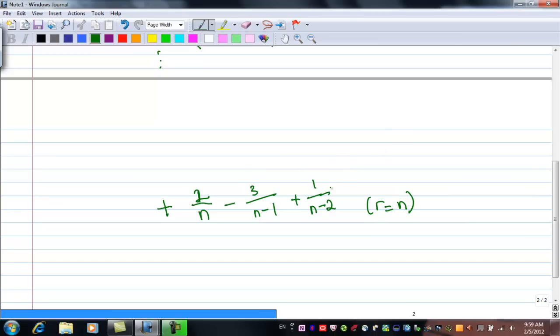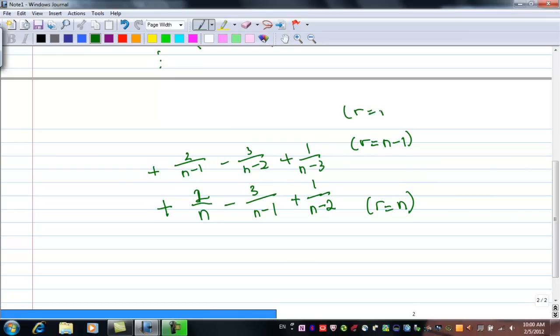And the row before that will be just one before r equals to n. It should be r equals to n minus 1. So this is going to give me 2 over n minus 1 minus 3 over n minus 2 plus 1 over n minus 3.